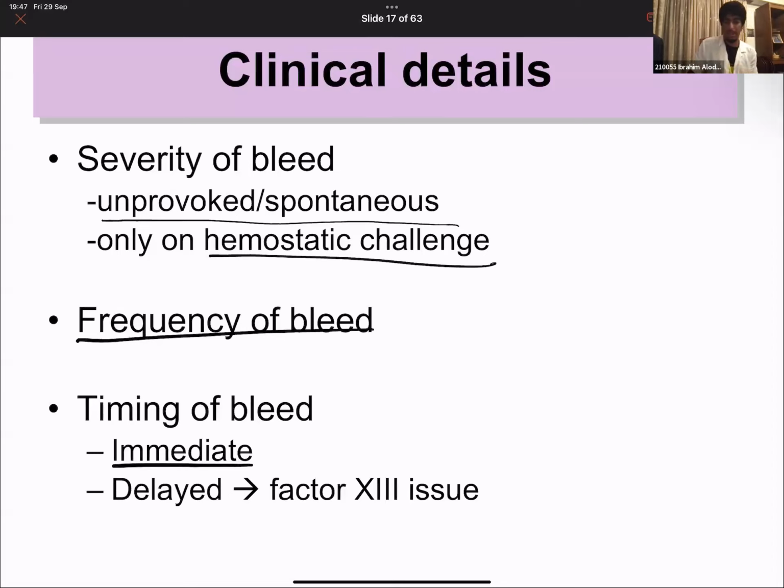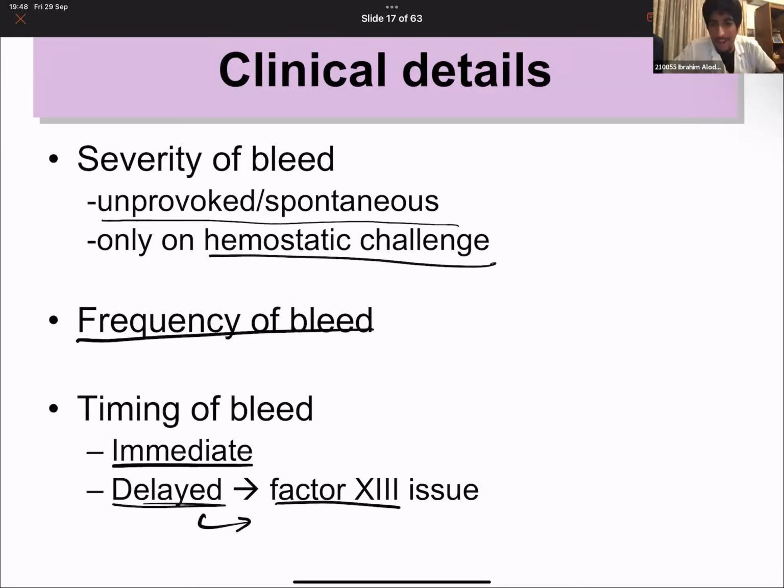Is the timing of the bleed immediately after the injury happens, or is the timing of the bleed, and this is very important, delayed? Let me just explain what I mean by delayed. What I mean by delayed is that if a person gets an injury, right? If their bleeding is delayed, what this means is that the bleeding stops, right? And then after a little bit, it starts to bleed again. Okay. And what this indicates is a factor 13 issue.